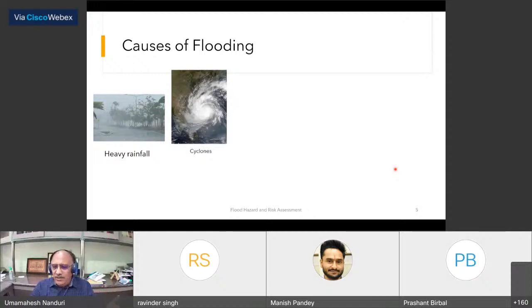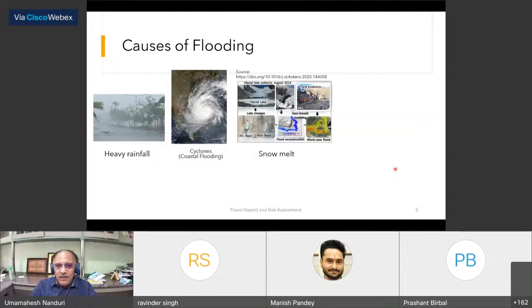A country like India is very frequently subject to cyclones. Both the east coast and the west coast are subject to cyclones, so cyclones can also cause flooding, especially in coastal areas. They usually lead to what we call coastal flooding. That's what happened in Chennai, if you recall, which was subjected to a very severe flood in 2015. Mumbai faces this problem every year, coastal flooding because of cyclones as well as heavy rainfall.